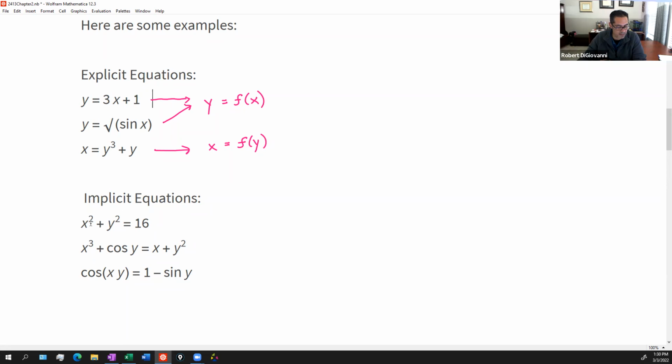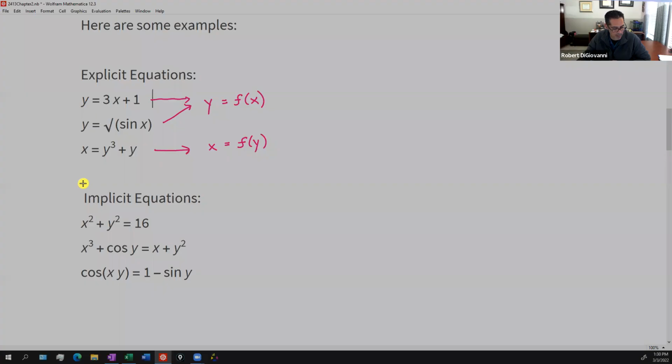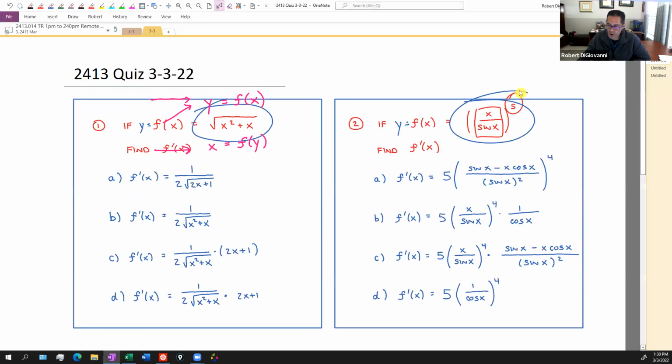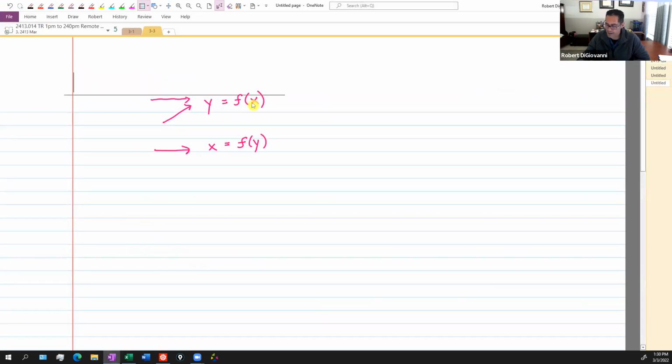So notice on here, look at this one here. I'm going to actually copy these. Let's take these to our notes. Let's talk about why these are implicit and not explicit.